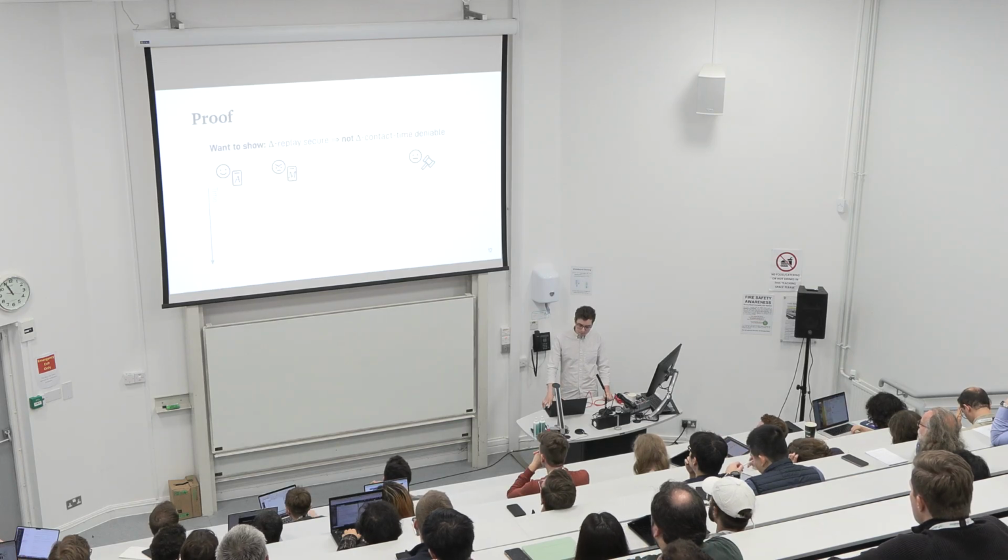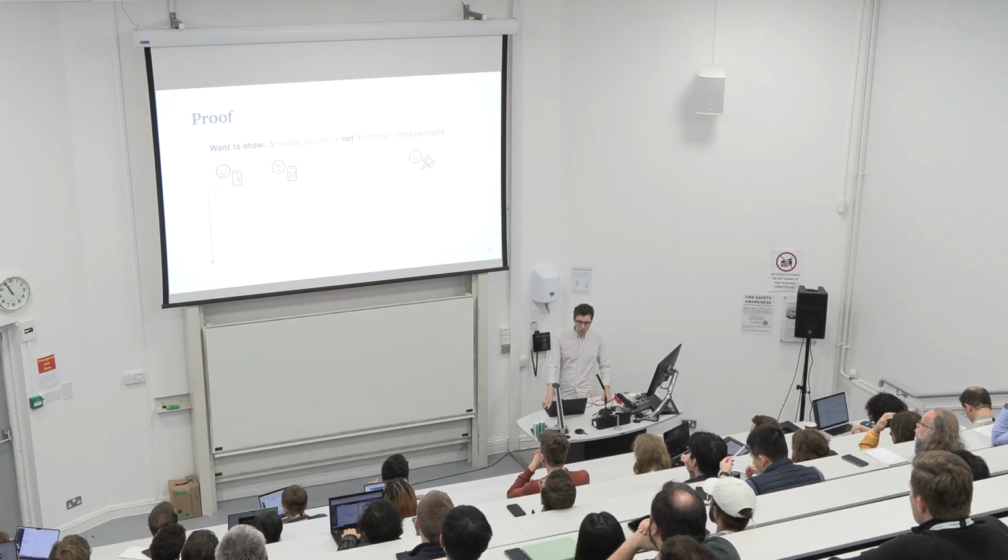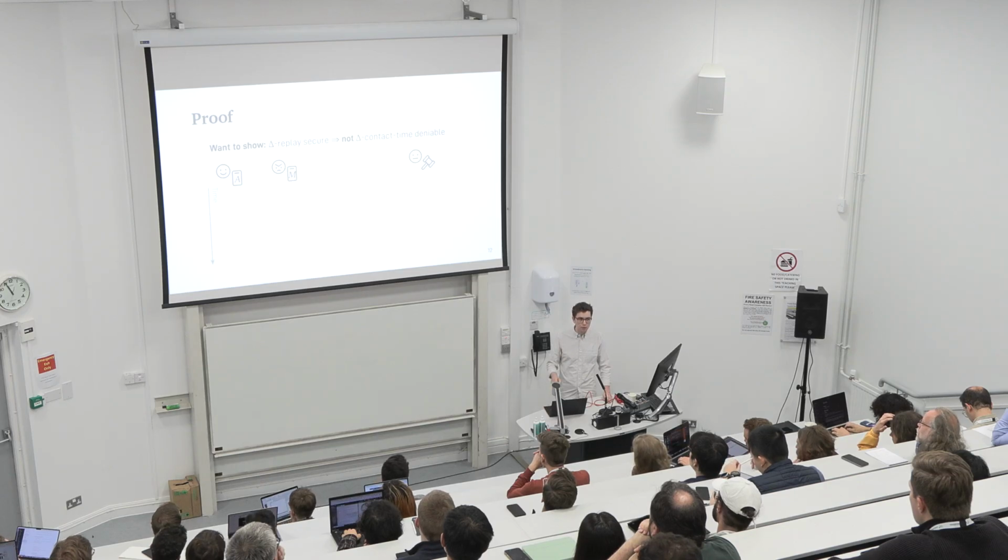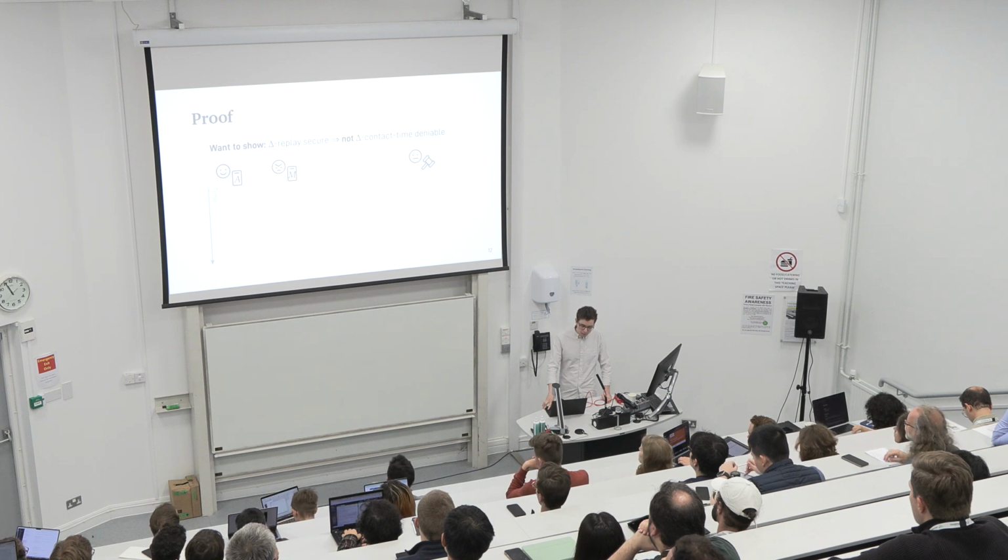And now the proof is actually quite easy to sketch and quite intuitive. So what we are going to show is, assume that the protocol is delta replay secure. We will show that it is not delta contact time deniable. So this is kind of the edge case of this inequality we had beforehand. And below here you see the contact time deniability game.